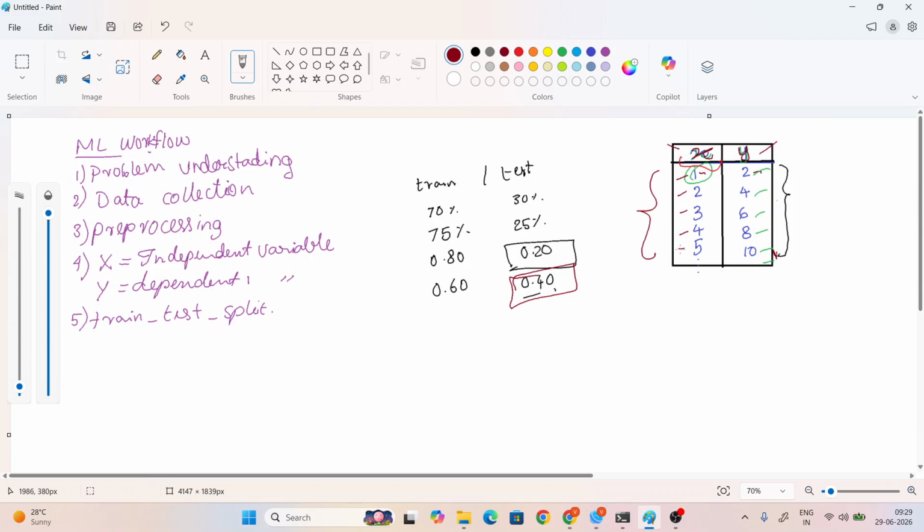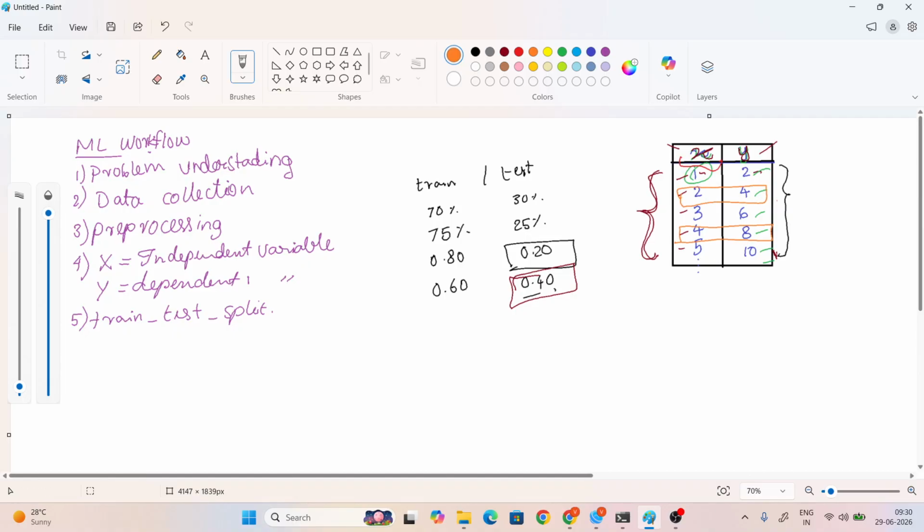There is no data. We have only 5 records, guys. If 40 percent is taken for testing, how many records will be left? The other three records. Now, guys, 60 percent, 2 records.